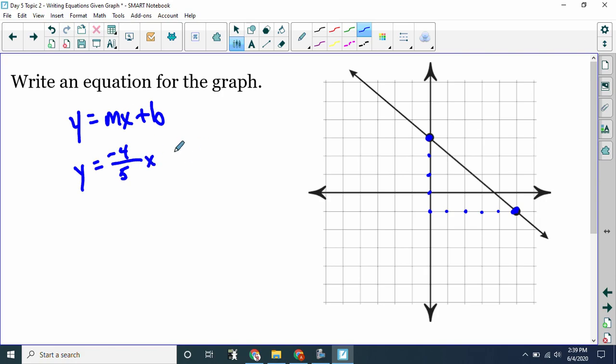Don't forget your x, that's a variable. Plus b. B is my y-intercept. The y-intercept, starting at 0, 0, we count up 1, 2, 3. It crosses the y-axis at positive 3. Y equals negative 4/5 x plus 3 is correct.